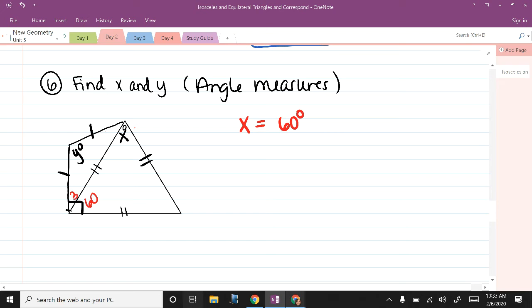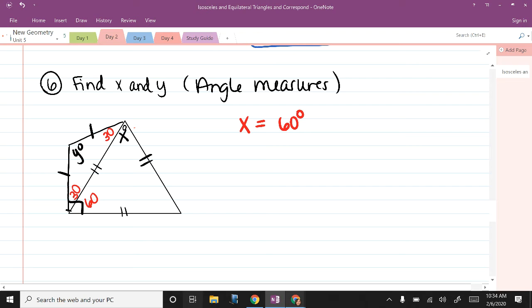Now, what kind of triangle is the triangle with the Y? You can't assume obtuse. It's isosceles, right? Because it has 2 sides that are congruent. So if it's isosceles, is this Y that we're trying to find a base angle or the vertex angle? Vertex angle. And I already know one base angle, correct? So what's the other base angle? It's also 30 degrees, right? Because base angles are congruent.